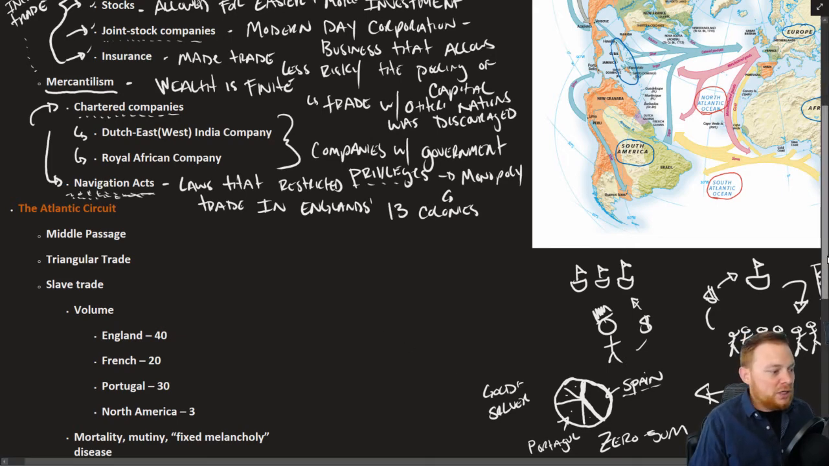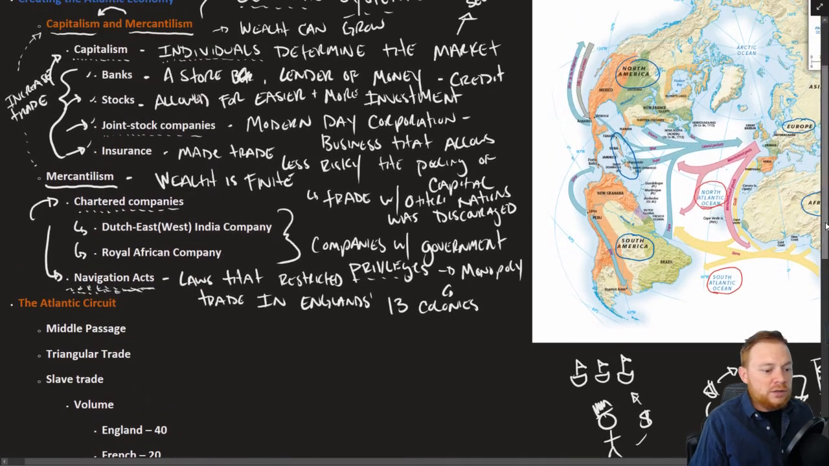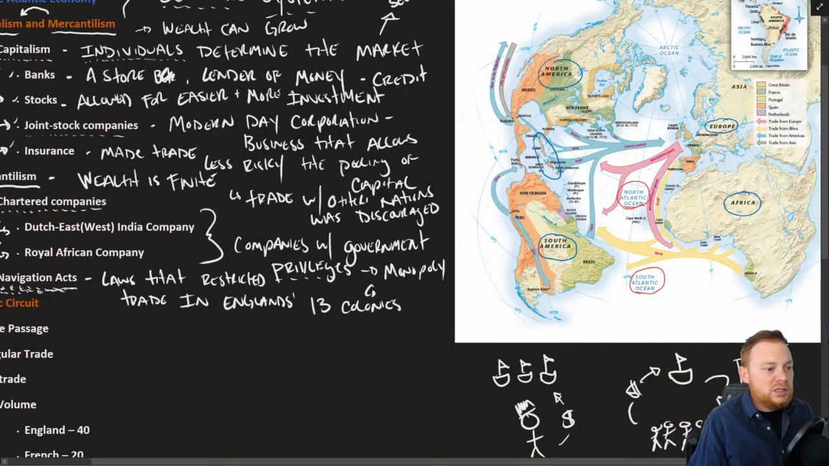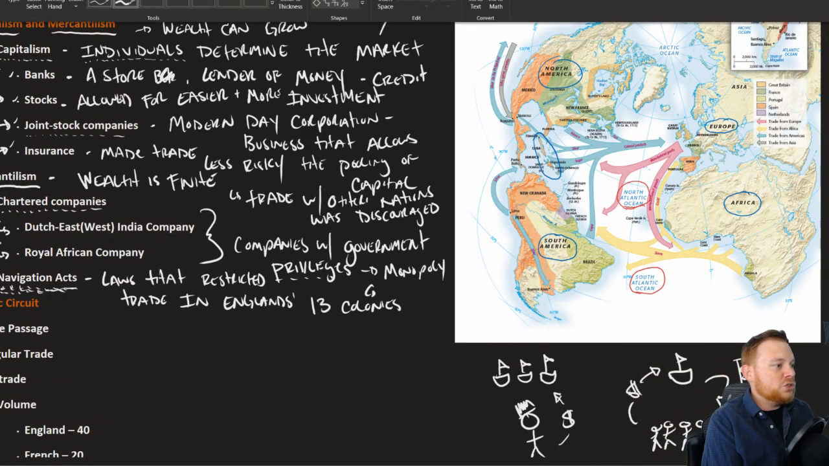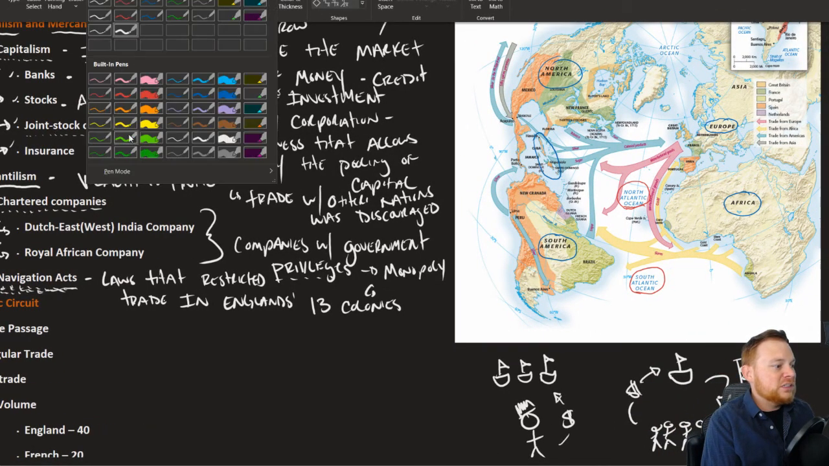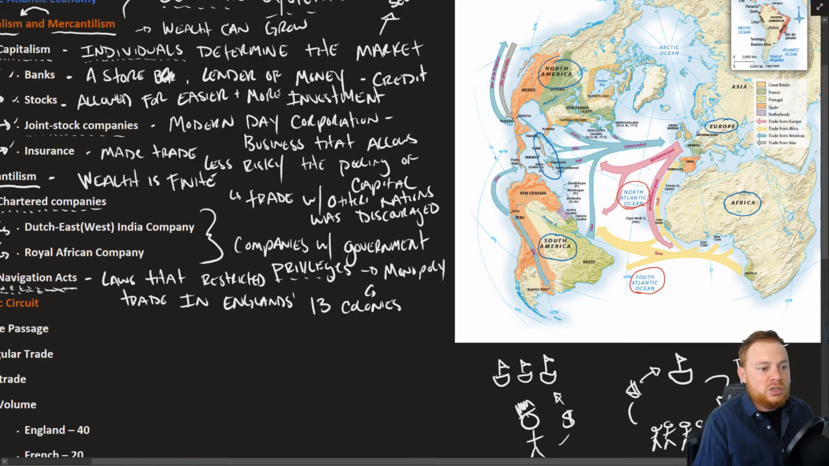The Atlantic Circuit, like we looked at this map previously, the circuit, we might just refer to this as the various interactions that occurred across the Atlantic Ocean. We can see all sorts of different ways in which goods and people traveled in this area.